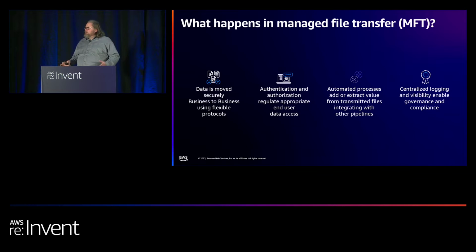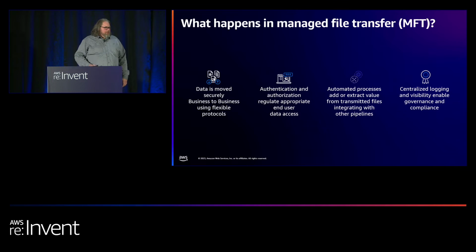So at the basic level, I want to just cover what's happening here. We are moving files with protocols from business to business. And as part of moving those files from business to business, we need to be able to authenticate and authorize the users that are going to log in and regulate what they're going to be able to see, and make sure we have really tight access controls in that regard.